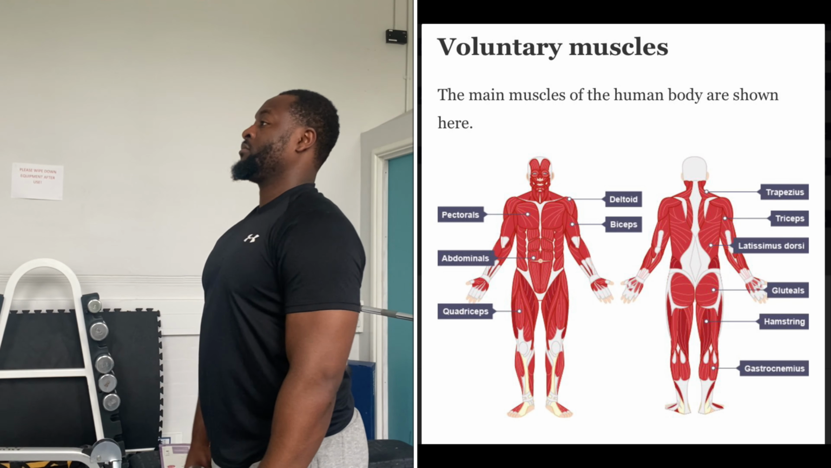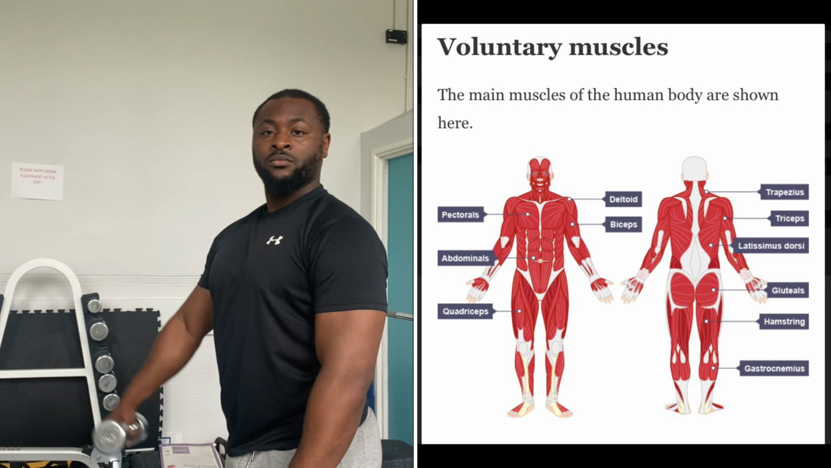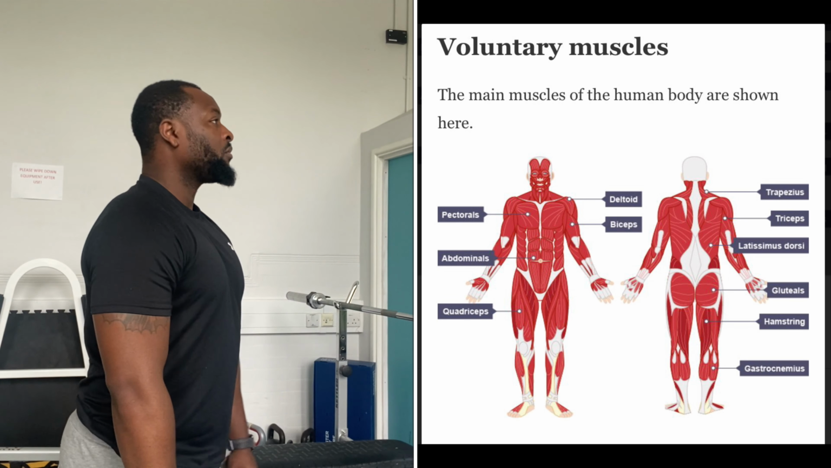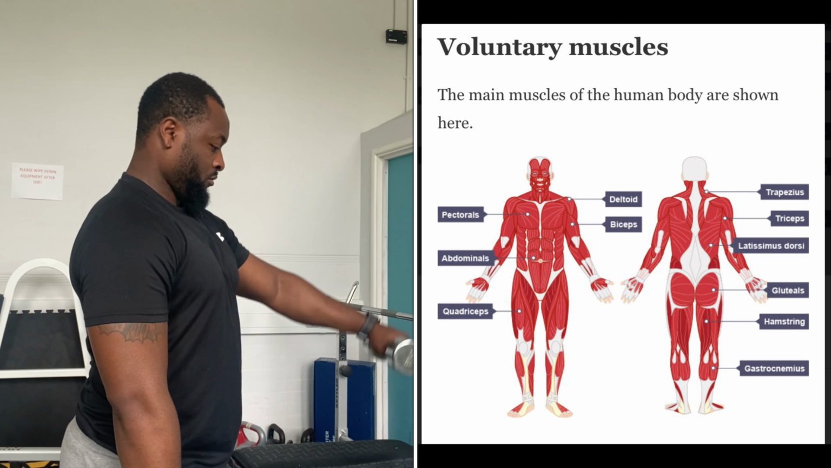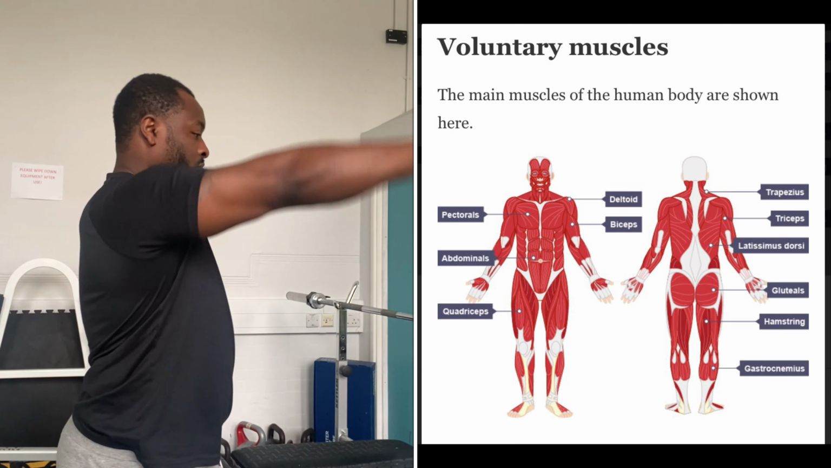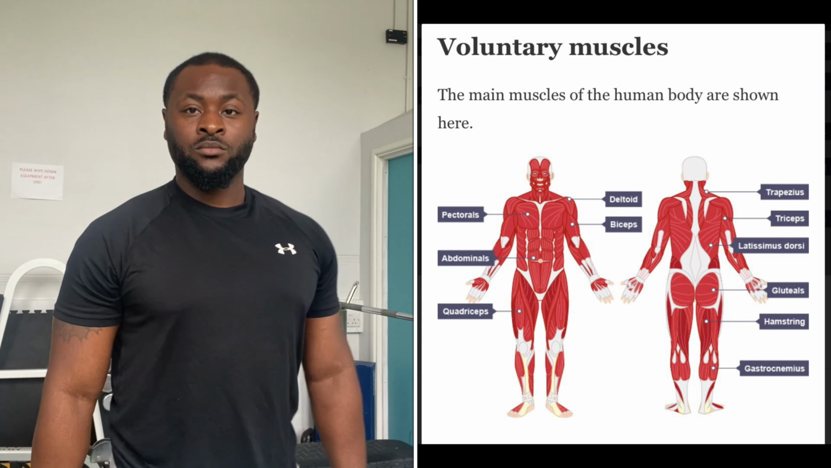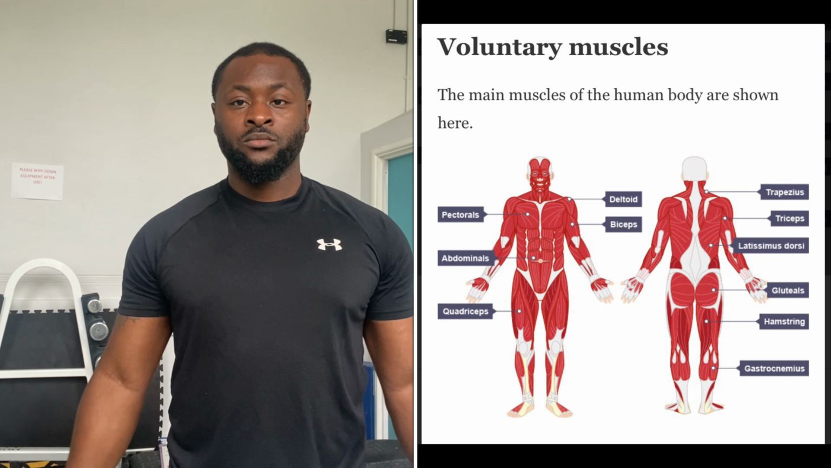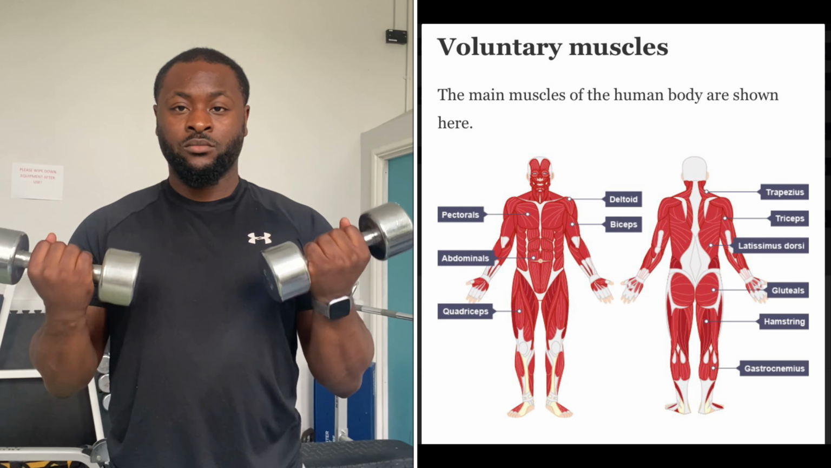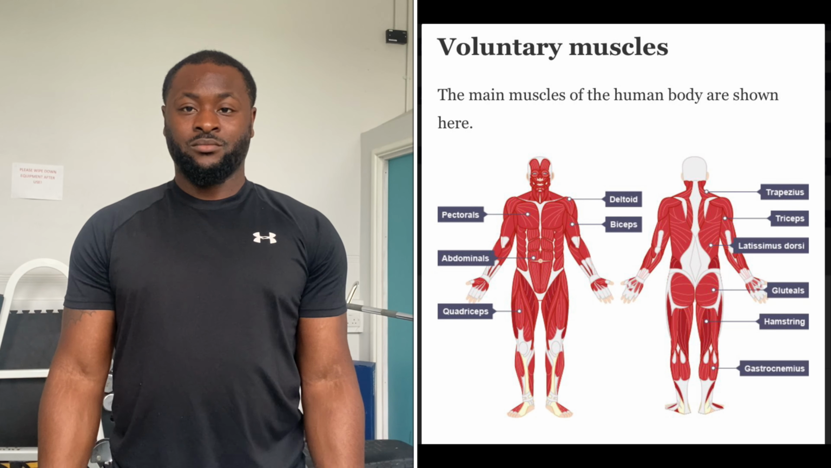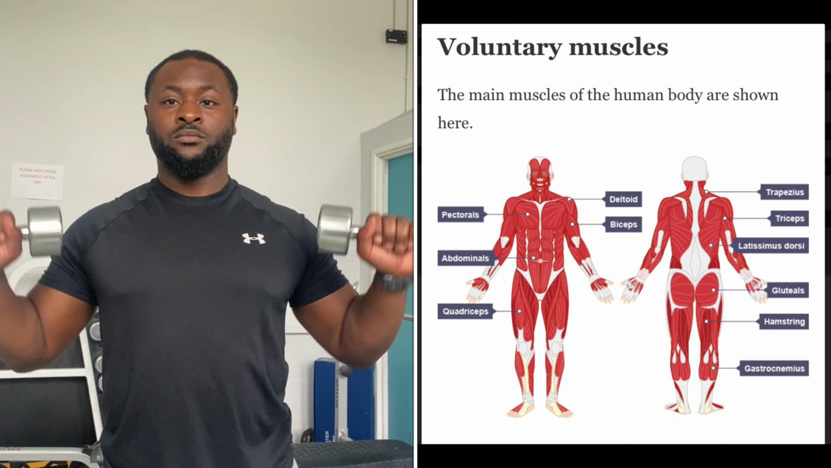Voluntary muscles are under our conscious control. That is, we move them when we want to. We consciously decide when we want to work them. For example, the biceps contract to flex the arm at the elbow when we perform bicep curls.